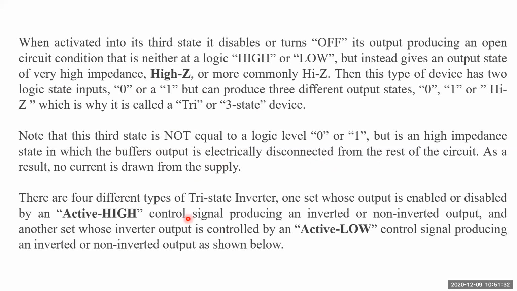Now let us see the different types of operations of the tri-state inverter. That is active high and active low, the two different phases where you will see how this circuit operates, producing an inverted output and also a non-inverted output. So let us see that in the next slide.